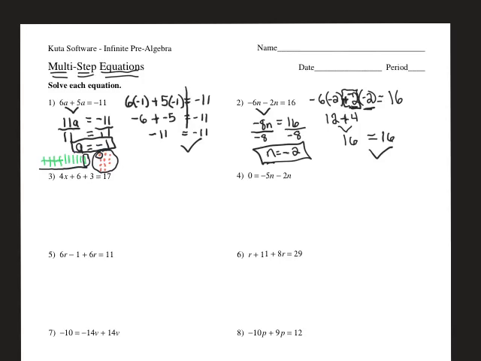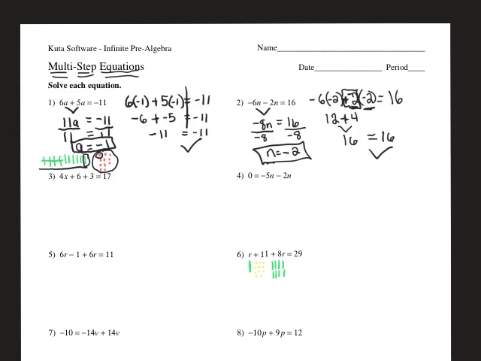Let's look at number 6. Number 6 says r plus 11 plus 8r equals 29. So now here we're going to need multiple steps. R is one variable tile. 8r is 8 variable tiles. And 11 means 11 of these little unit tiles.